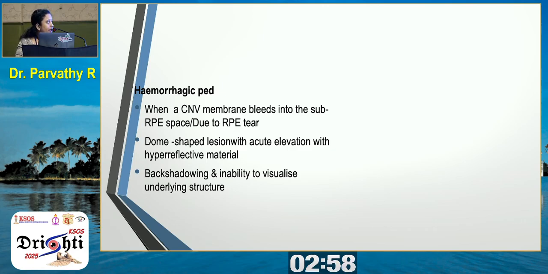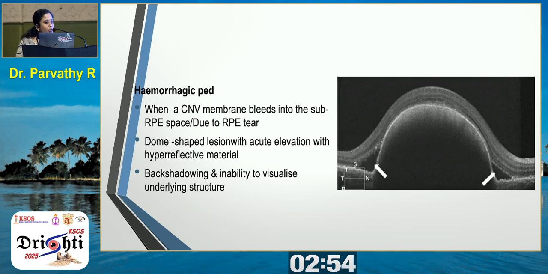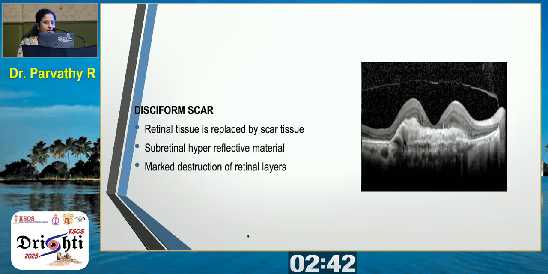And the third type of PED is hemorrhagic PED, in which the CNVM membrane bleeds into the sub-RPE space or due to RPE tear. And this is also an acute elevation of the RPE. There is a dome-shaped elevation of RPE with hyperreflective material seen beneath the RPE layer, and due to the backshadowing, the underlying Bruch's membrane cannot be visualized.